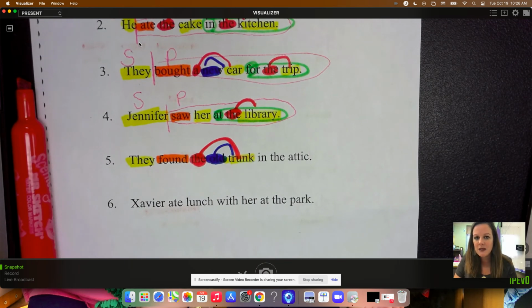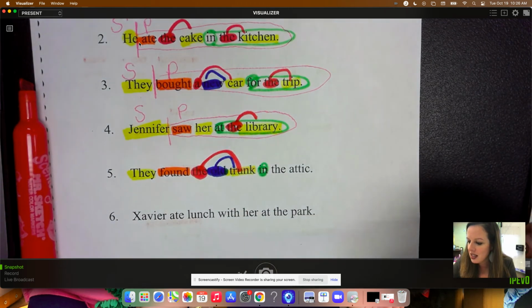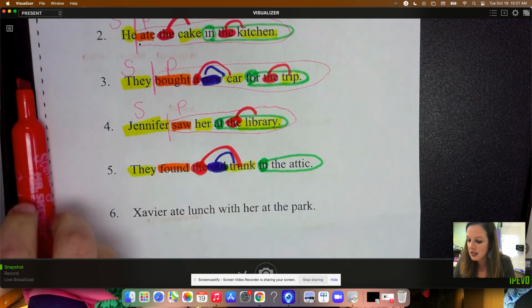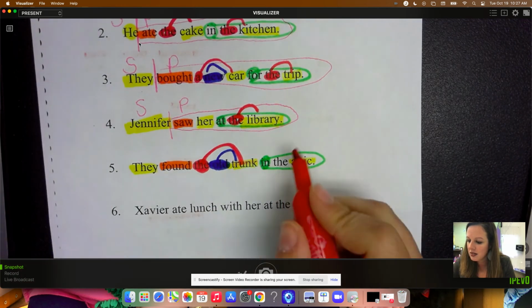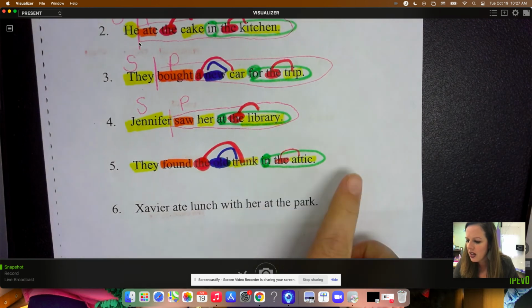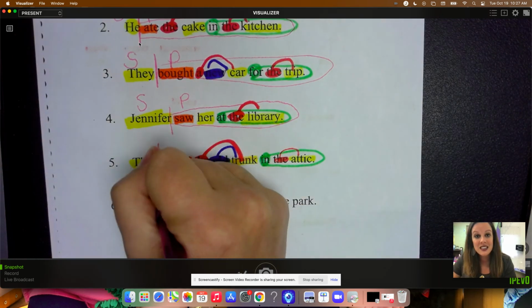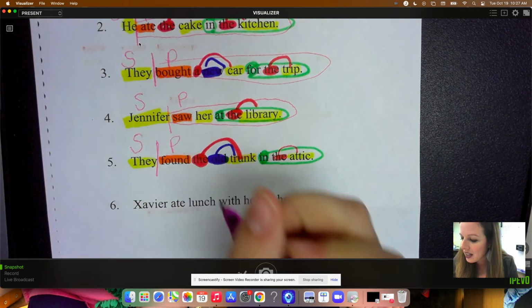In the attic. Let's look. In is a preposition. In the where? The attic. When I look inside prepositional phrases, I'm going to find a noun. This noun marker lets me know that the attic is the object of the preposition. In the attic. They found the old trunk in the attic. Who did? Oh, they did. That's right. They is the subject of your sentence. It's a subject pronoun. And what did they do? They found the old trunk in the attic, of course.